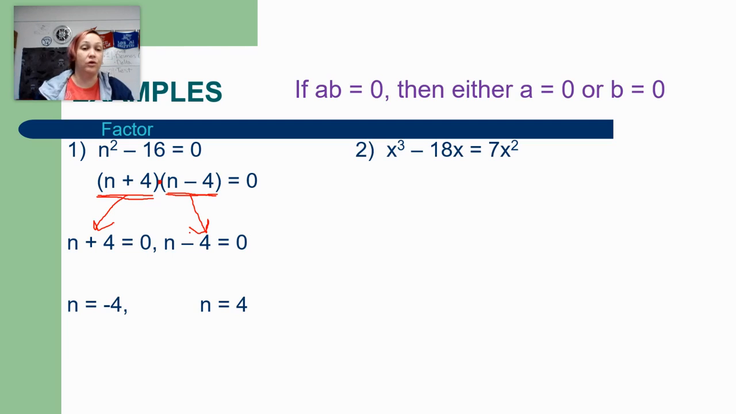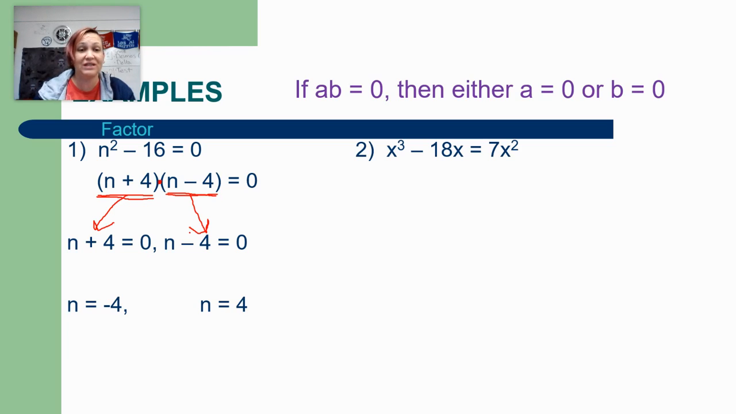Now, again, since I don't know which parentheses is actually equal to 0, both of these numbers are possible answers. And so this problem has two answers, negative 4 or maybe positive 4. And since it has two answers, we are going to write our answers in what is called a solution set.